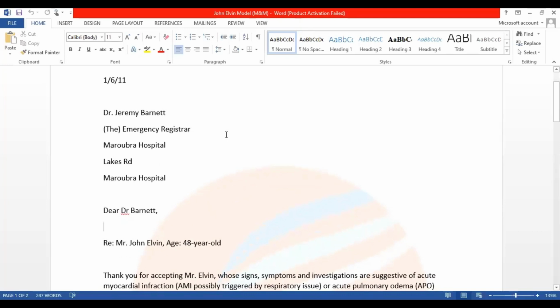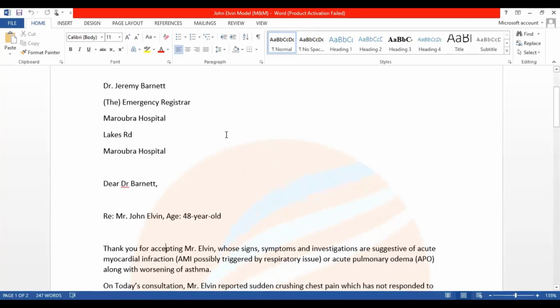Followed by the regarding part. RE stands for regarding. Then the patient name, his age and date of birth. Then you can see there, thank you for accepting Mr. Elvin. It's a standard convention. You can write it from thank you for accepting, or even you can write I'm writing to refer, right? Both are acceptable.